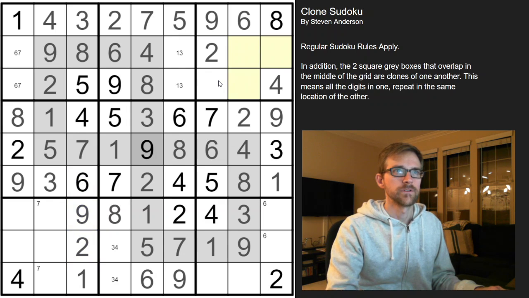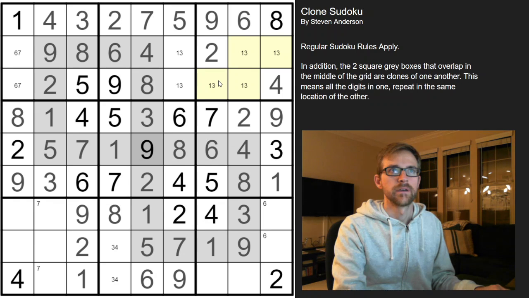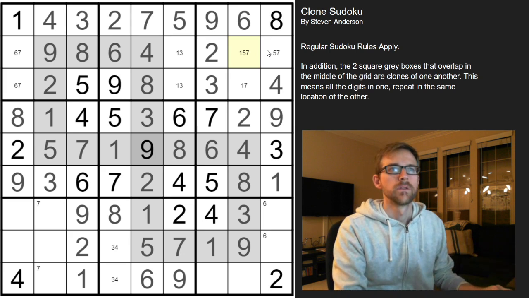We have, let's fill this quadruple here. We're missing a 1, 3, 5, 7. Well, these can't be 5s. That can't be a 7 or a 1, so that's the 3. These can no longer be 3s. That can't be a 1. 1, 5, 7. Oh, this can't be a 6.